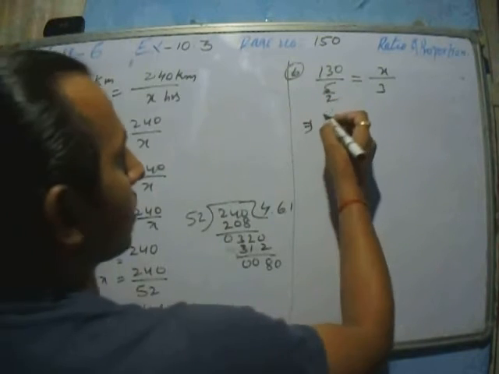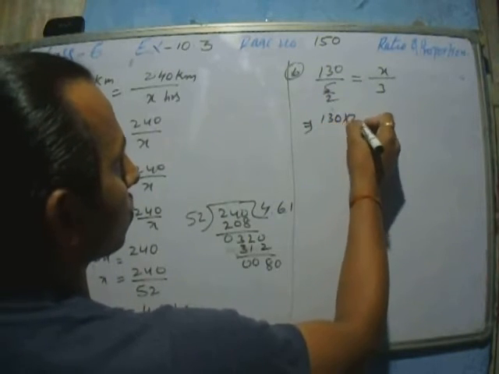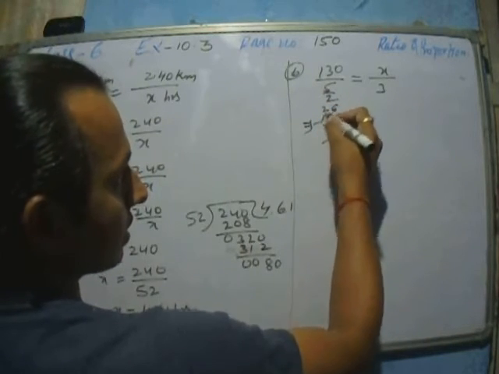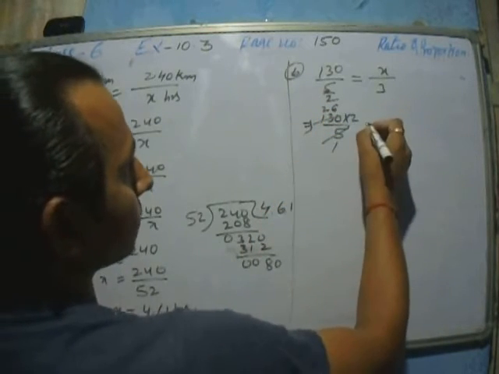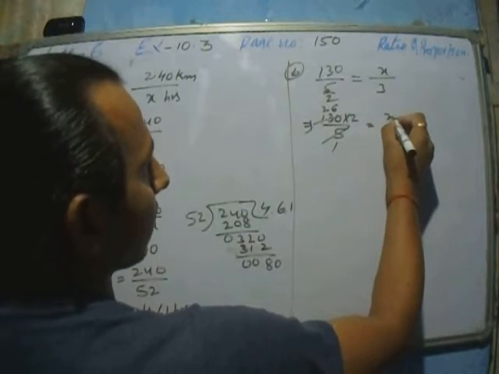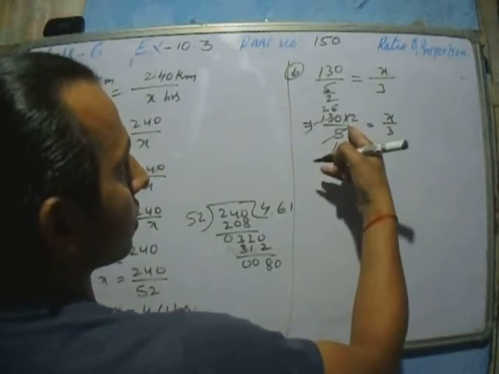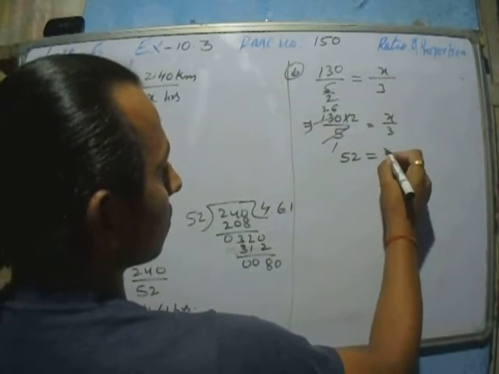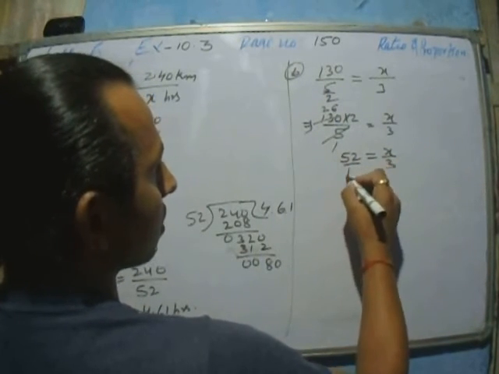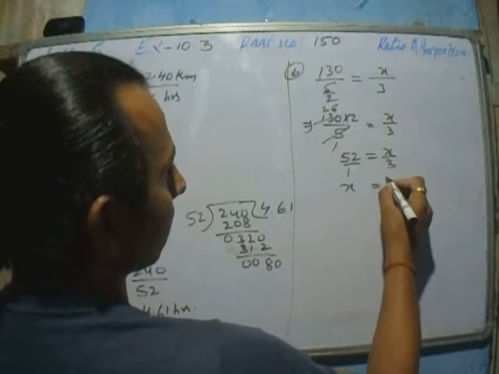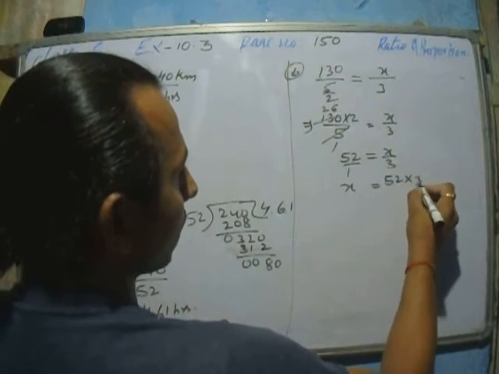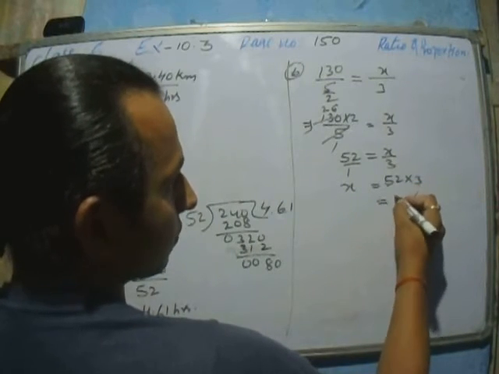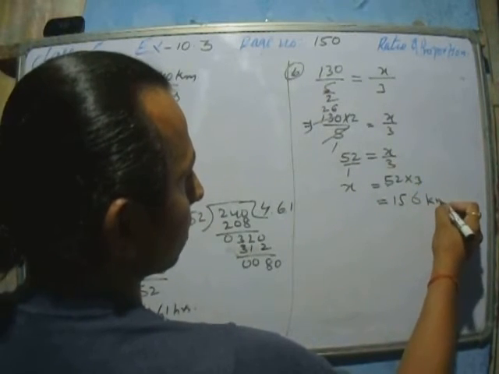So here 130 into 2 by 5. 5 1s are 5, 5 2s are 10, 5 6s are 30. Then is equal to, we'll get x by 3. So here 26 into 2 is 52 is equal to x by 3. So here x into 1 is x, then 52 into 3. So here 3 2s are 6, 3 5s are 15, so 156 kilometer.